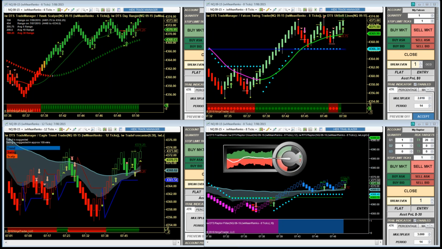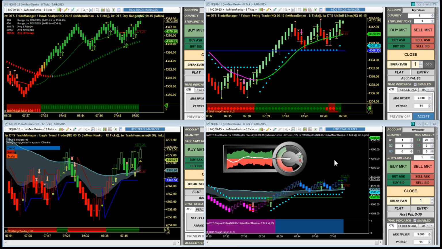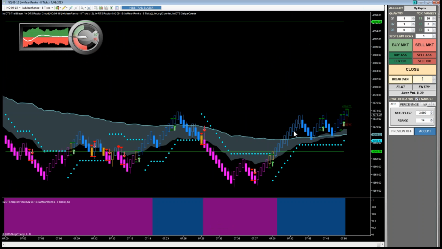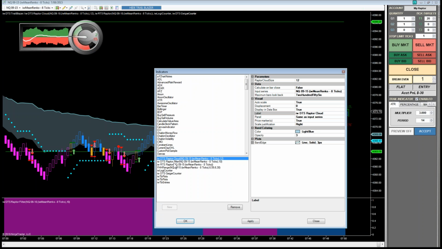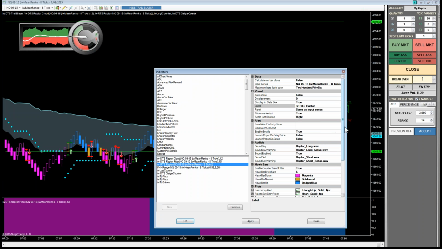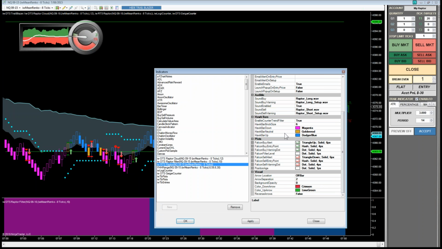Jim says, Eric, you should change the colors on your Raptor. It's making him nauseous. I know Jim changed his. You can change all your parameters here. The one nice thing about the Raptor is you can change a lot of stuff. So there's the colors right here.